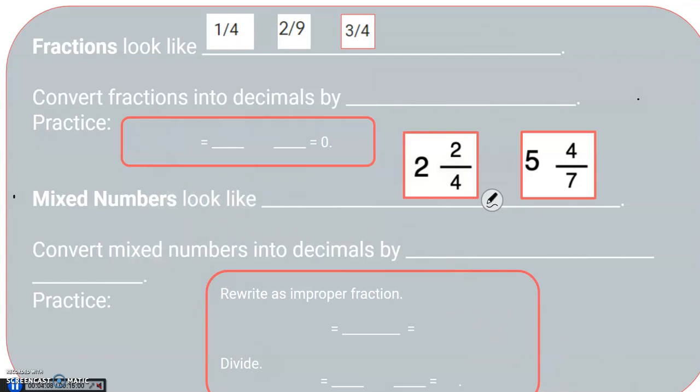Okay. So first, we're going to look at what fractions look like. 1/4, 2/9, 3/4. And we're going to convert fractions into decimals by dividing. So when we say dividing, we're going to take one of our fractions, like 1/4. We're going to start with the top. We're going to do 1 divided by 4. And for this, we're just going to type it into the calculator, and we'll get 0.25.